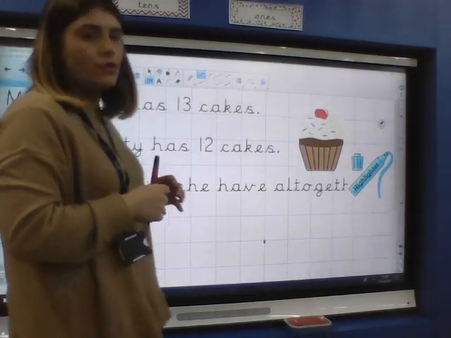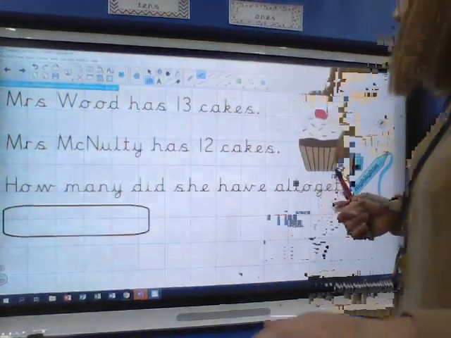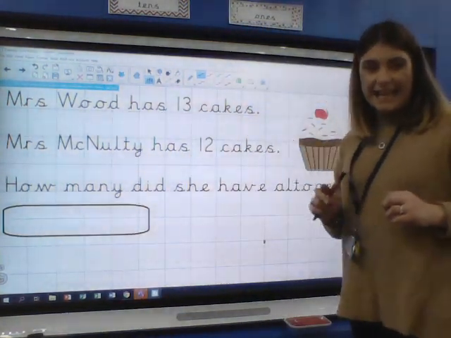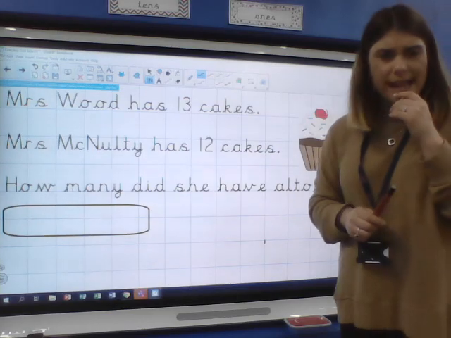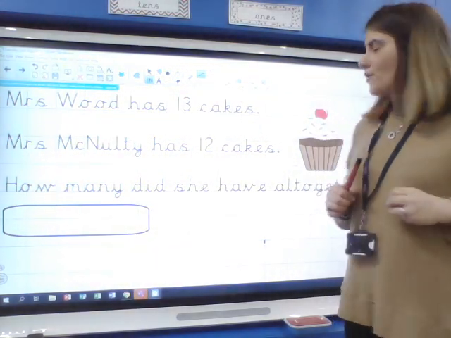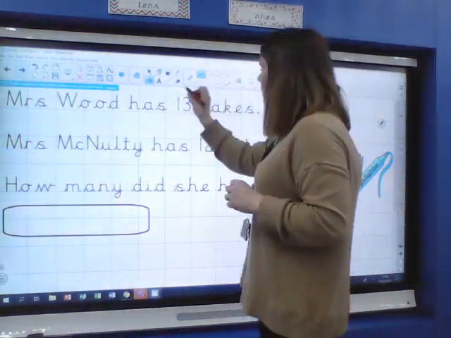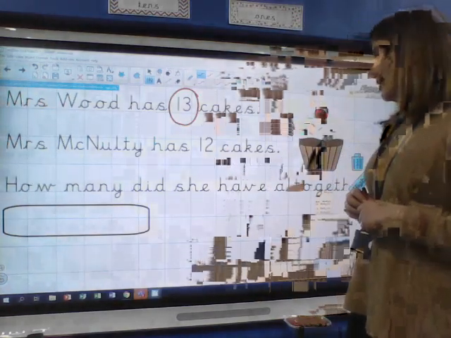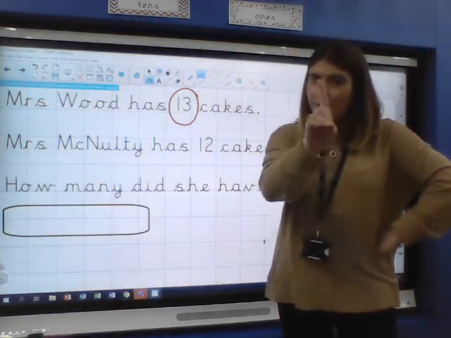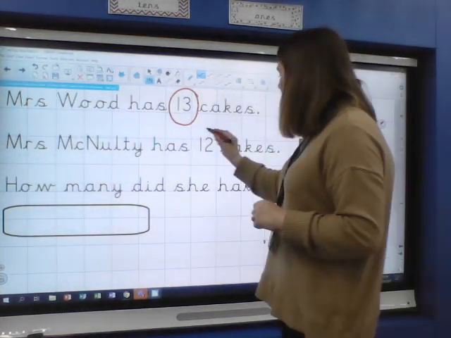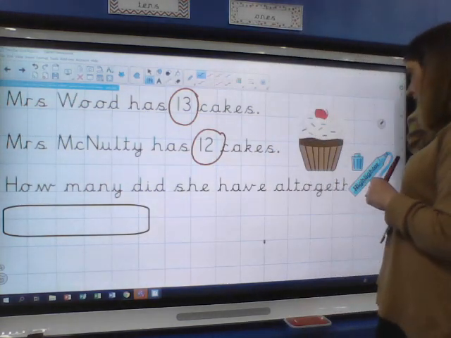Okay, this time then, Mrs. Wood and cakes. Mrs. Wood has 13 cakes. That's my first step when I see a problem. I need to circle my important numbers. So 13. Mrs. McNulty has 12 cakes. Mrs. McNulty's got less than Mrs. Wood. 12 cakes. How many did she have altogether?